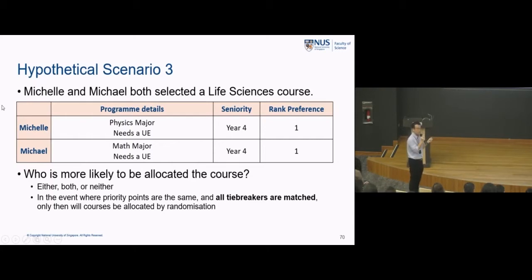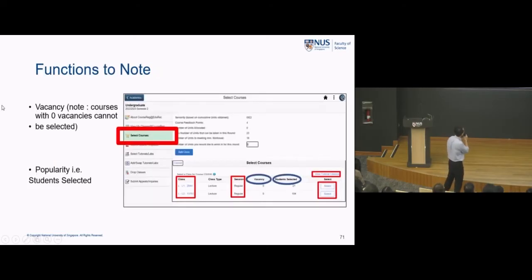Both means maybe 2 vacancies left, but there are 3 other students where the third one maybe is a year 3 student, so that one is immediately kicked out already. All right? So these 2 get ahead in that queue, so both end up getting it. Neither means there are many students of such profiles, and then by throw of the dice, both of them are not lucky enough to get it, so too bad lah. All right? So this randomization can really mean either, both, or neither of them eventually getting the course.